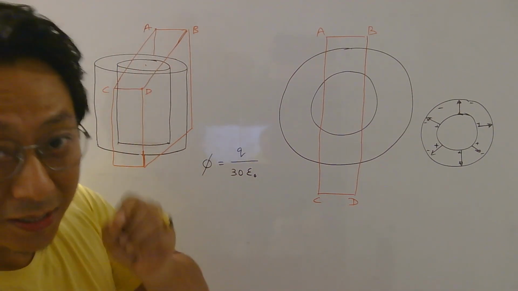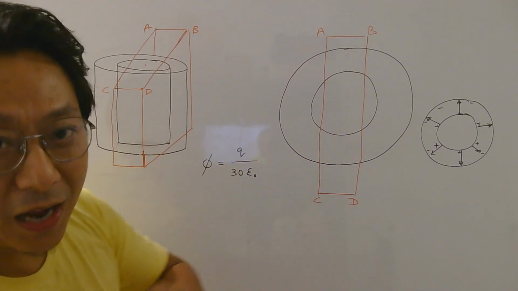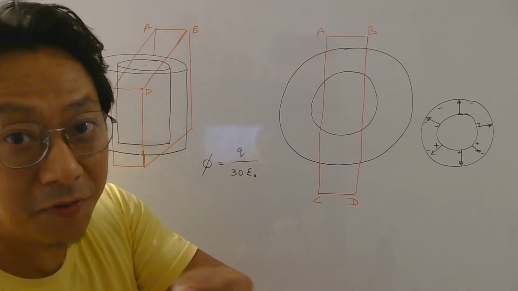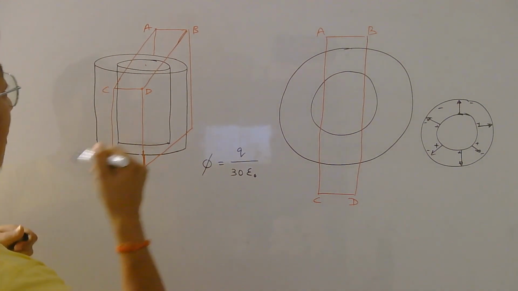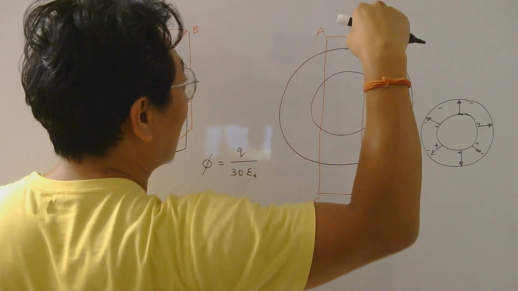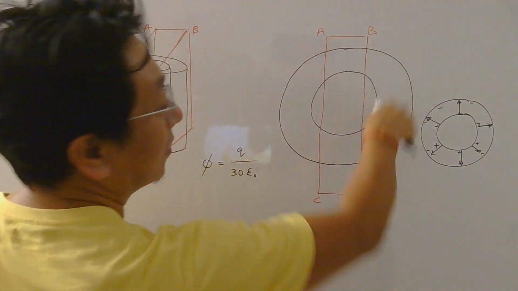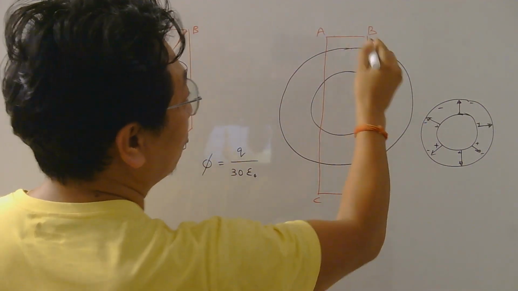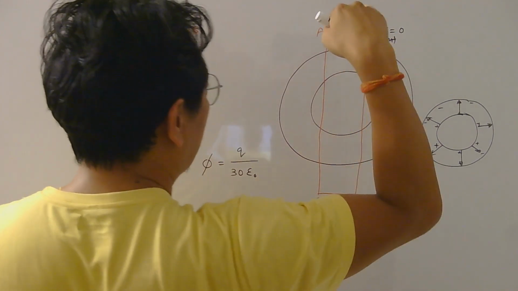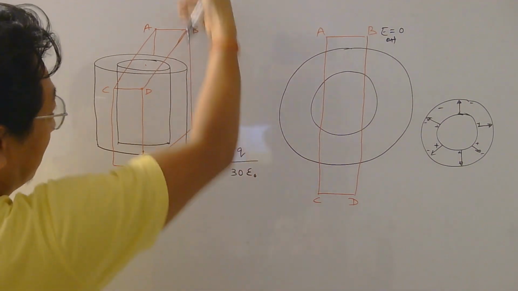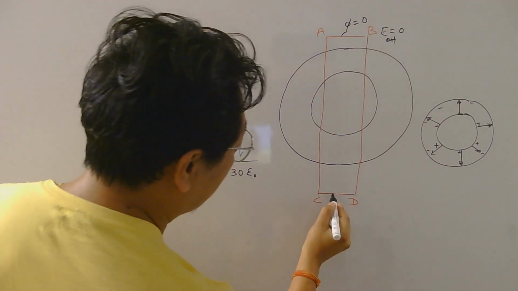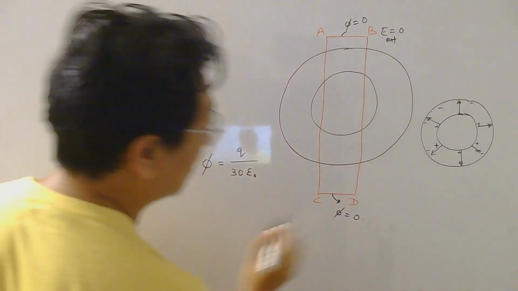Now in the cuboid there are 6 surfaces. However, out of 6 surfaces, 4 surfaces will not result in any flux. Why? Look carefully. This back surface is outside the conductor, outside the cylinders, where there is no electric field outside. So flux through this surface, which means this back surface, is 0. For the same reason, flux through this surface is also 0.